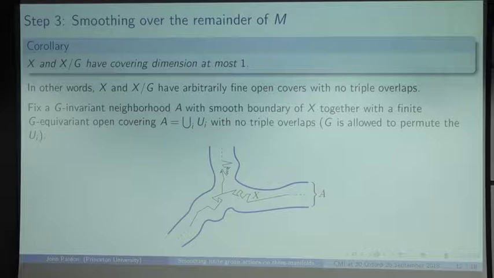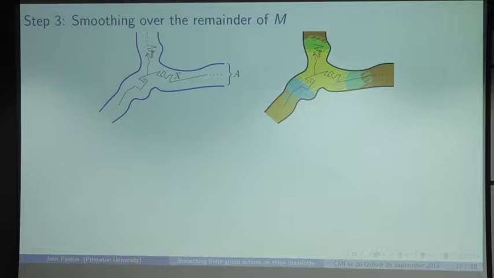But I can take an invariant neighborhood with smooth boundary, because on the complement of X, my action is smooth. So basically we're going to forget about the rest of the manifold and concentrate on this neighborhood and try to do the smoothing there. Now we're going to use crucially the fact that this has covering dimension one. We can find covers with only double overlaps. So I've drawn here, on the left, this set A, a neighborhood of X. On the right is a covering by, I guess, seven sets. And you see there are only double overlaps.